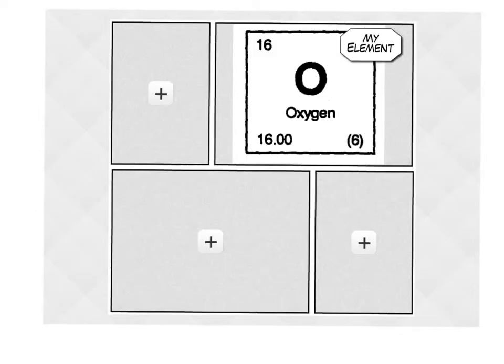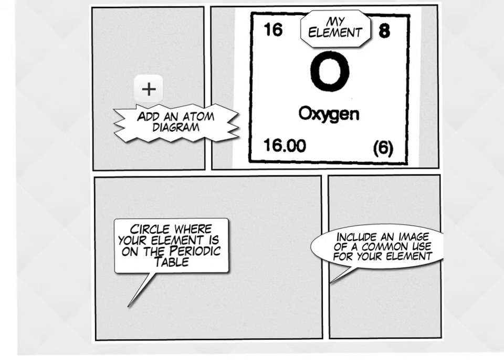This is what my comic strip looks like right now after I've added my element and my bubble. We're going to do this a couple more times, so remember what our process was. So now that we know how to do that, you're going to add in 3 more images. 1, the diagram of your atom. 2, you're going to put a picture of the periodic table and circle where your element is, and then include an image of a common use for your element.